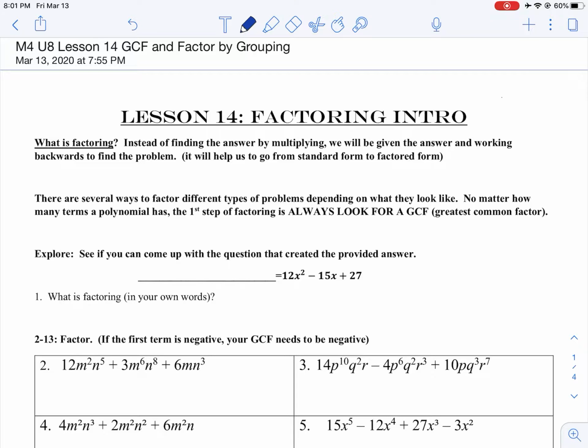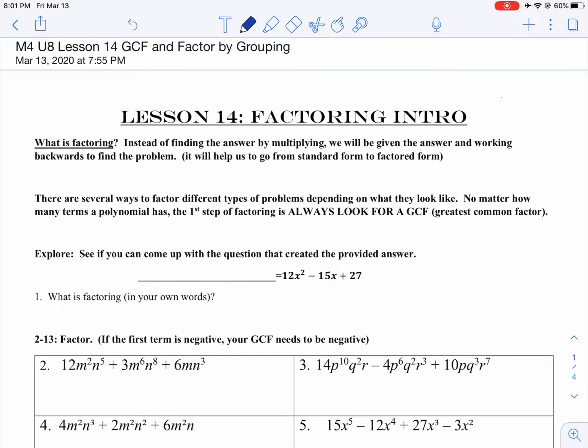Today we're going to be doing lesson 14, and it's taking out the GCF, which is the greatest common factor, and also factoring by grouping. Now, in the last unit, we learned about how to multiply two binomials together. In this chapter, we're supposed to do the opposite.